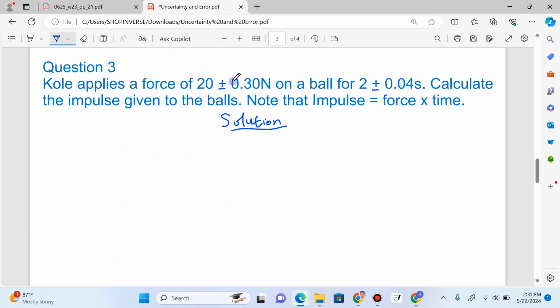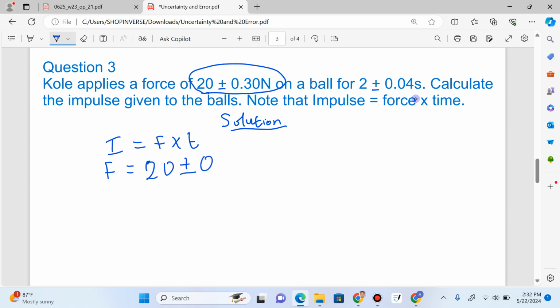Collie applies a force of 20 plus or minus 0.3 Newton on a ball for 2 plus or minus 0.04 seconds. Calculate the impulse given to the ball. Note that impulse equals force times time. So we were given the formula impulse equals force multiplied by time, so we have to multiply these two. What is the force? The force is 20 plus or minus 0.30 Newton. And the time is 2 plus or minus 0.04 seconds.